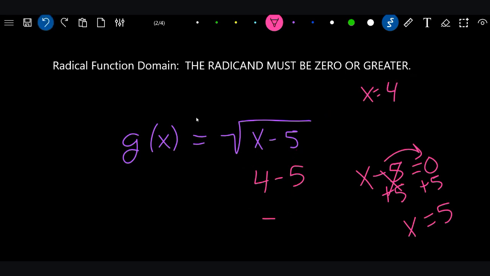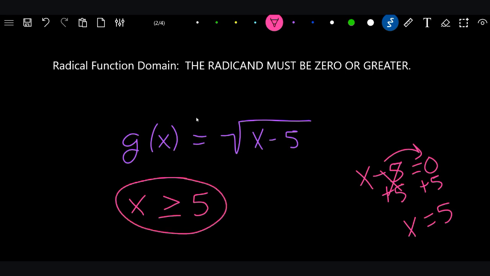Okay, what else won't work? Anything lower than 4 won't work. 0 won't work. -1 won't work. 2 won't work. Anything. So here's the way that you would write this. You would say that x has to be greater than or equal to 5. That's how you would write the solution there.